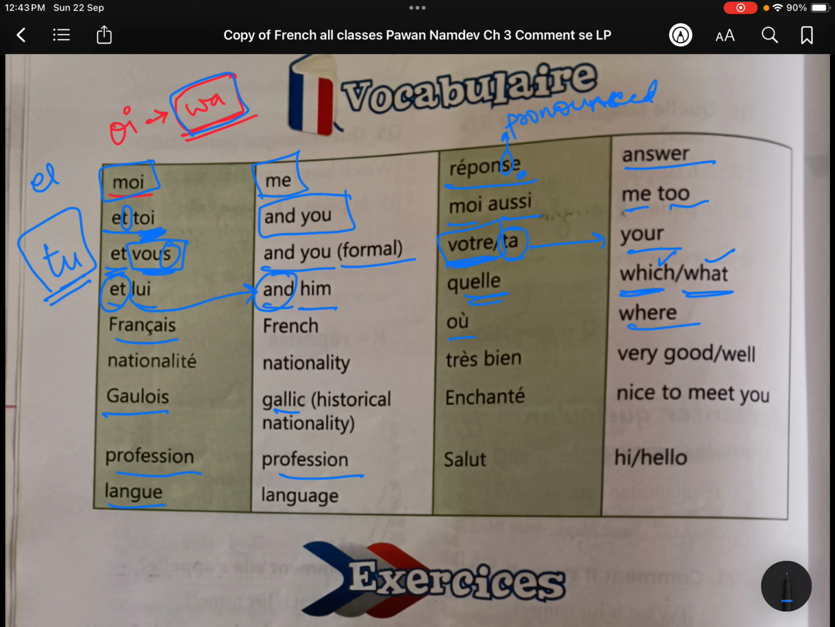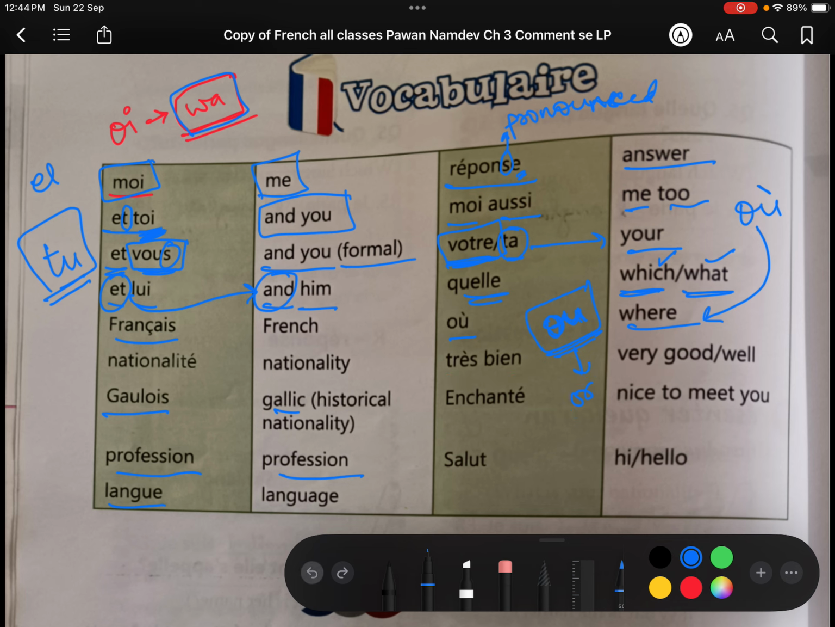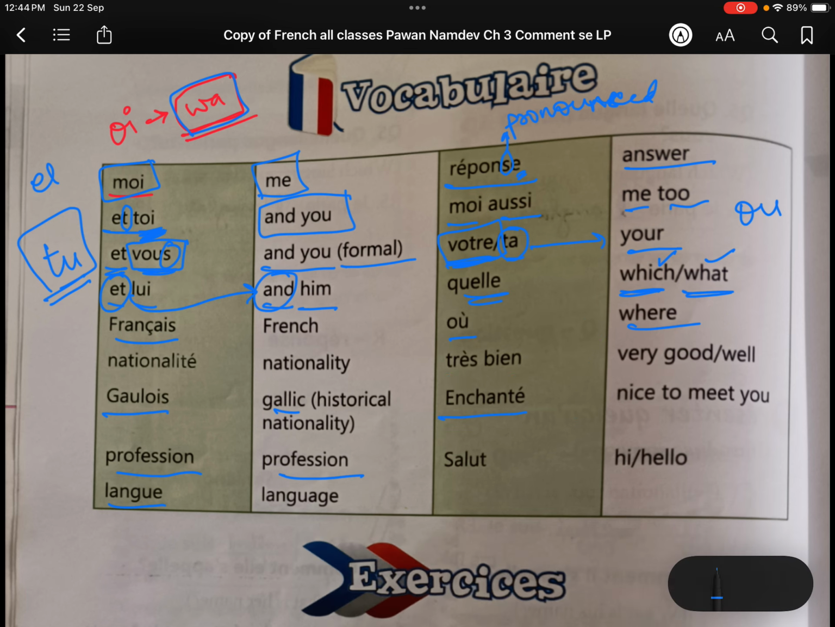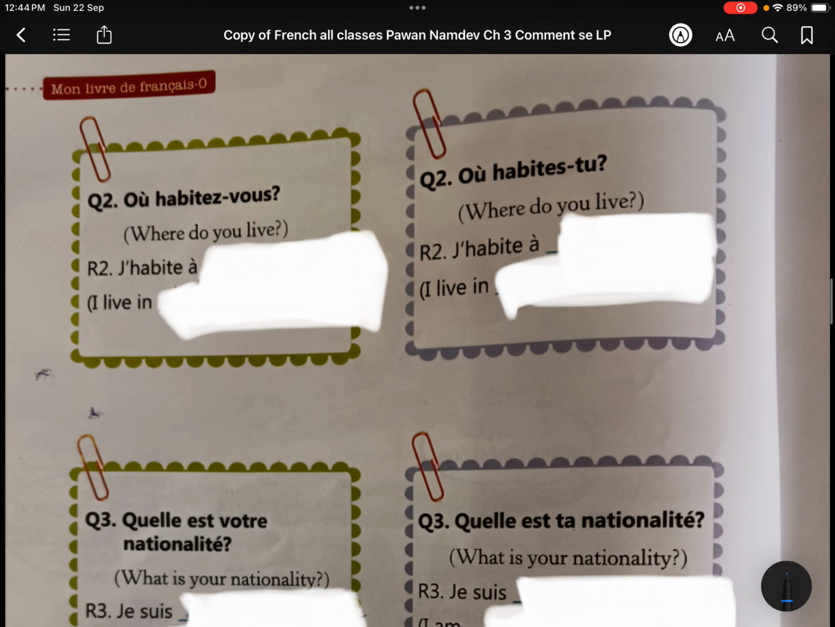Où, where. Listen guys, if you are having ou with an accent, this means where. But if you are having ou only, without any accent, this ou means or. All right guys, très bien, very good, very well. Enchanté, nice to meet you. Salut, hi, hello. All right guys, it's an informal way, salut is an informal way.